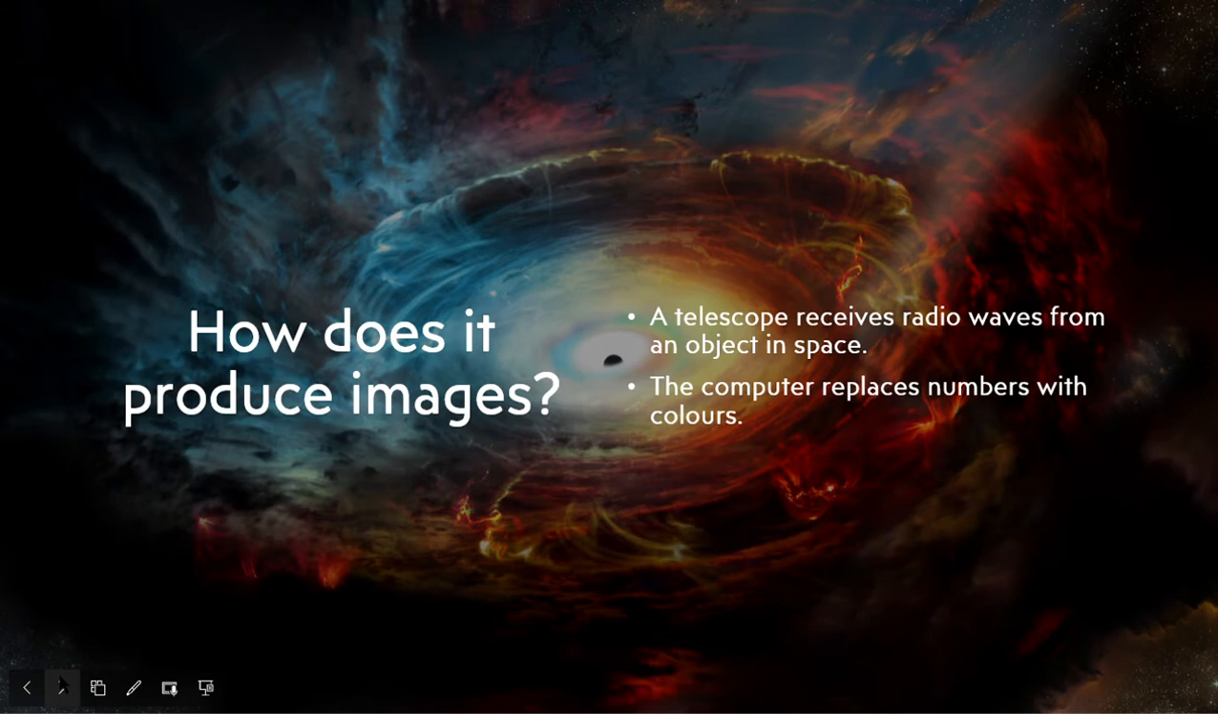How does a radio telescope produce images? A radio telescope scans across an object and receives radio waves from each little spot in space around that object. Some spots may have stronger radio waves coming from them than others. Then the computer replaces the numbers with colors and a picture of the radio source results.